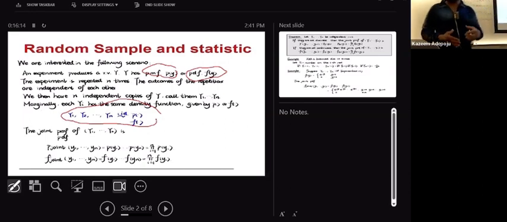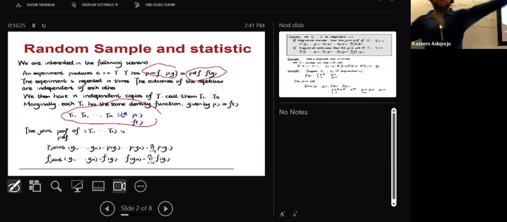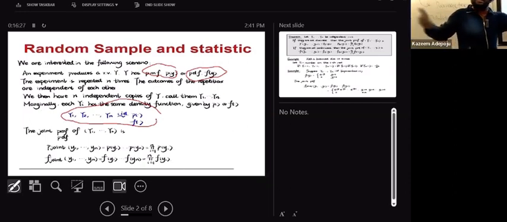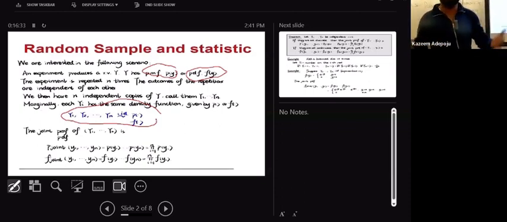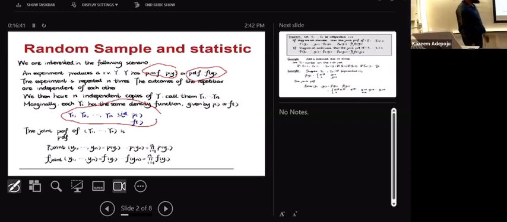IID means independently and identically distributed. What do I mean by IID? Independently means what this guy is going to tell me is going to be independent of what the other guy is going to tell me. Don't forget, I choose them at random. Then identically distributed means they came from the same population. Any question? That's what we mean by identically distributed. They are from the same population.